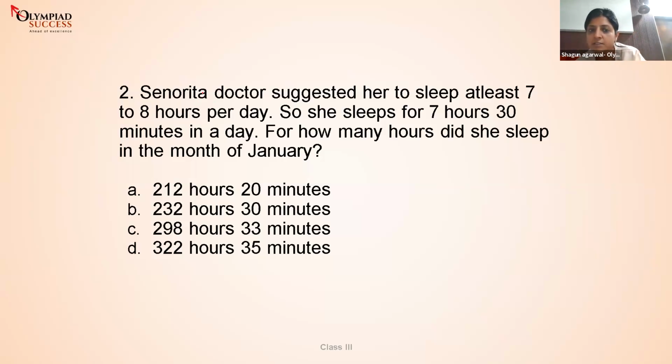Senorita's doctor suggested her to sleep for 7 to 8 hours a day. So she sleeps for 7 hours, 30 minutes in a day. For how many hours did she sleep in the month of January? So in one day, she's sleeping for 7.5 hours. For how many hours did she sleep in the month of January?